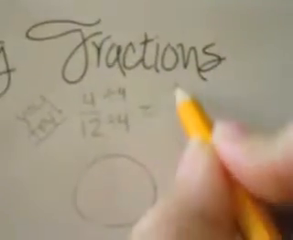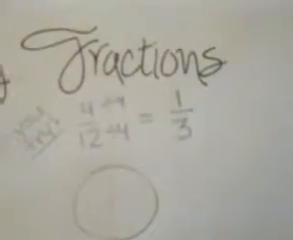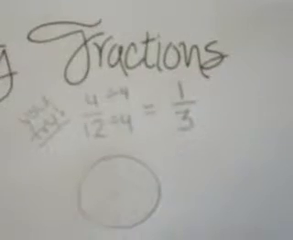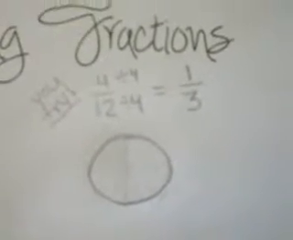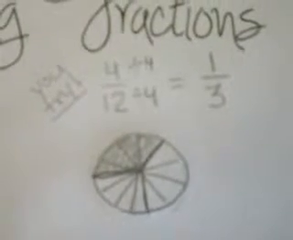4 divided by 4 is 1. 12 divided by 4 is 3. So our final answer is 1/3. If you drew a picture of this, 1/3 of your circle is shaded in.